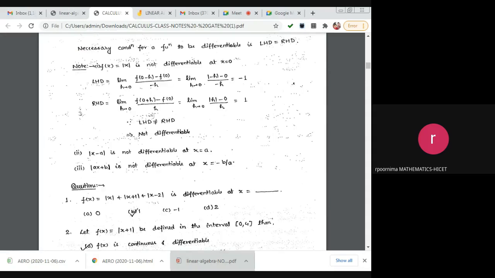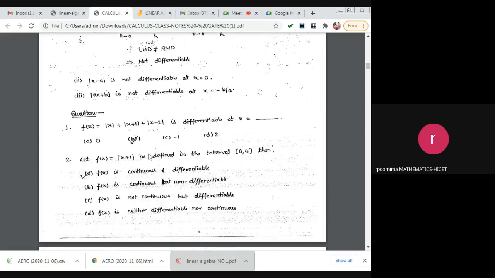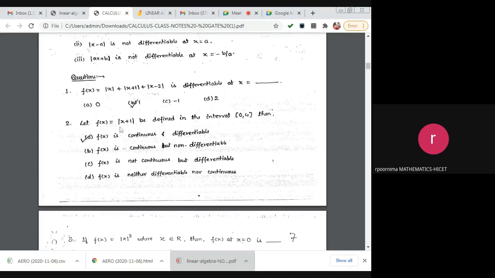Modulus of x minus a is not differentiable at x is equal to a, and modulus of ax plus b is not differentiable at x is equal to minus b by a. So f of x equal to modulus of x plus modulus of x plus 1 and modulus of x minus 2 is differentiable at x is equal to 1. Then f of x is modulus of x plus 1 defined in the interval 0, 4. Then f of x is continuous and differentiable.